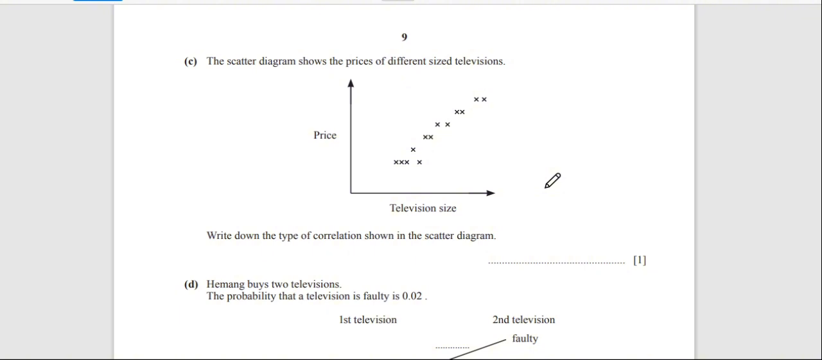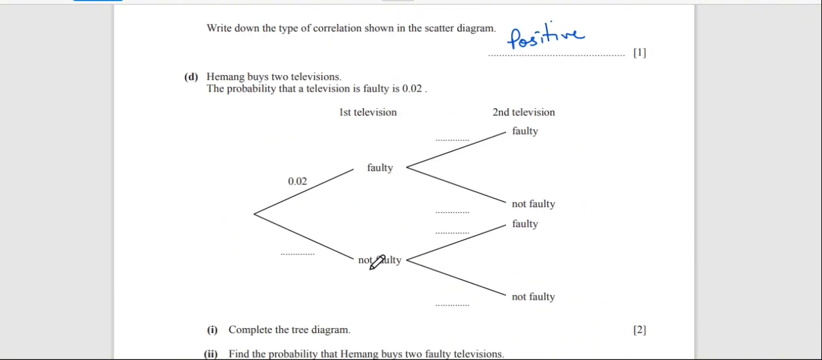Okay, so we have a scatter diagram there that shows the price of different sizes of television. They now ask us to write the type of correlation shown on the scatter diagram. We know that this is positive. When it goes like this, that's negative. So here is positive correlation. Okay, so moving on, the man buys 2 televisions.